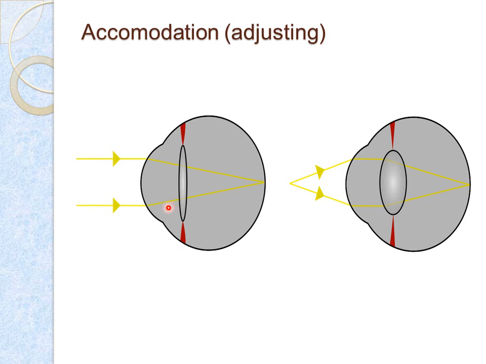Here you can see the eye observing a distant object. The ciliary muscles are relaxed and the lens becomes flatter or thinner, due to stretching of the suspensory ligaments. The ciliary muscles are relaxed, the suspensory ligaments are stretched, and the lens has become thin to focus on the distant object, so that the focus point is on the retina.